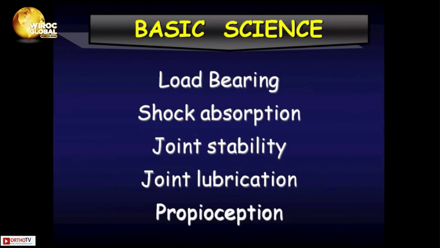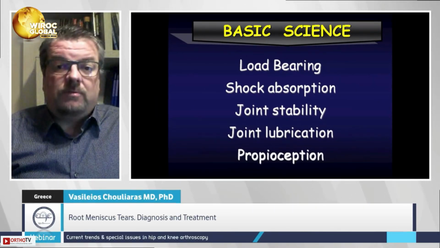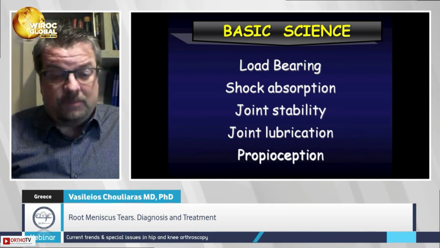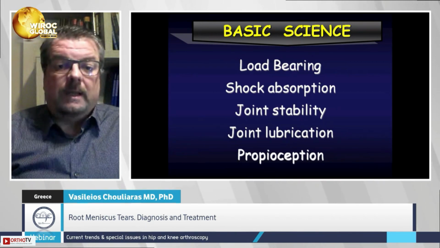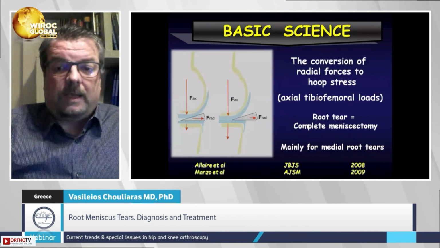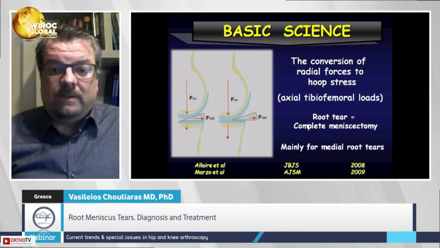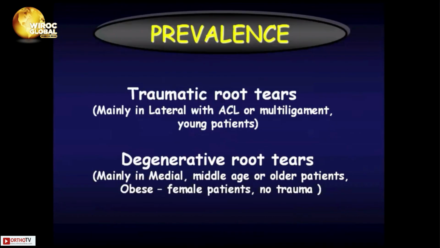First of all, we must go back to the basic science, because the meniscus is a tissue that is very crucial for knee stability, knee lubrication, proprioception, and, what is most important, load bearing and shock absorption. As concerning the root, this is the area where we convert radial forces to hoop stresses. So if we have a root tear, either complete or partial, it's something like a complete meniscectomy. And this is mainly for medial root meniscus tears.